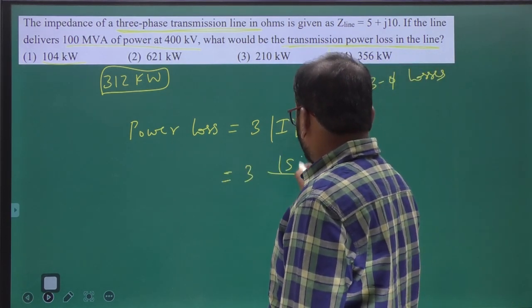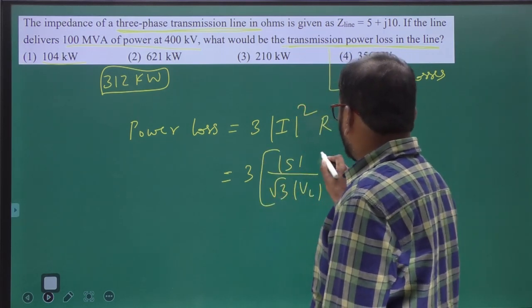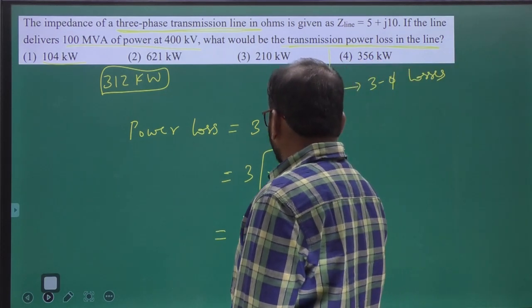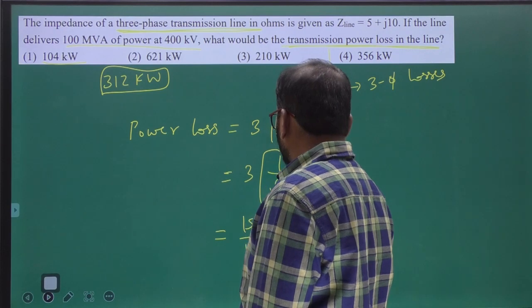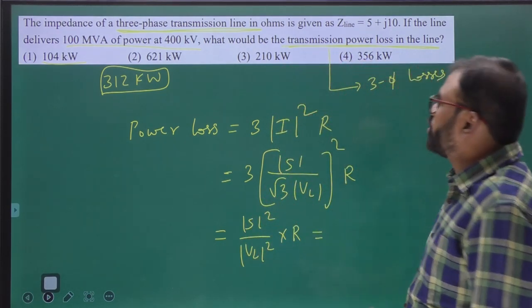S by root 3 times the magnitude of VL, and this whole square into R. So if you solve this, what do I get now? Magnitude of S square by magnitude of VL square into resistance. Let's substitute. What is the magnitude of S?